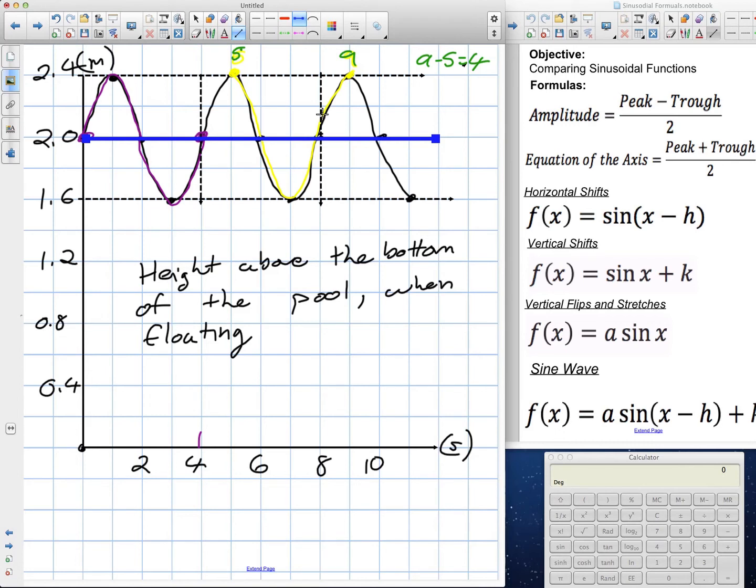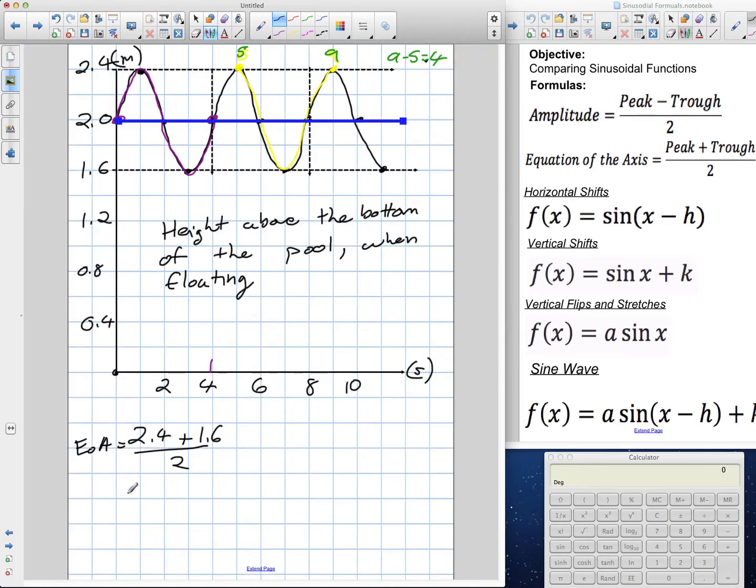Now, maybe I've given you this in words and I haven't given you the graph, so you might have to calculate it. And in order to calculate it, we take the peak, which is 2.4, and we're going to add the lowest point and divide by 2. The trough is the lowest point, and the peak is the highest point. This is basically the axis of symmetry, the middle. 2.4 plus 1.6 is what? 4. Divided by 2. Good. This is exactly what we found.